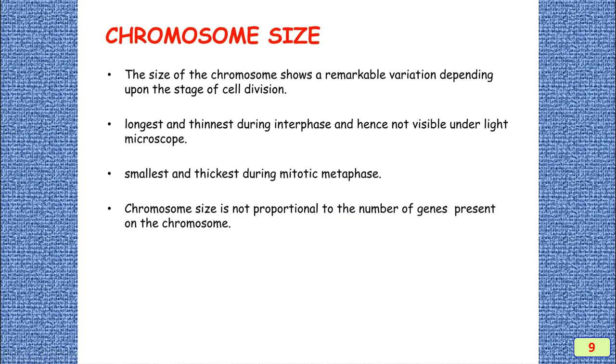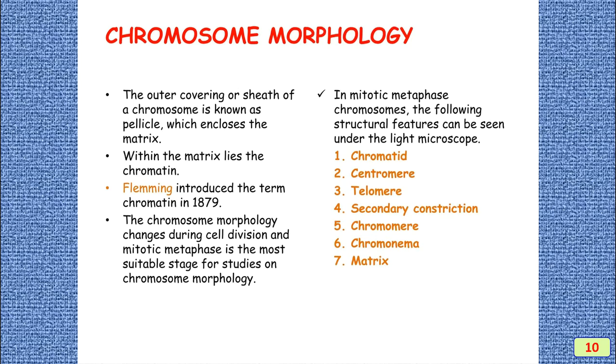So what is the size of a chromosome? It shows remarkable variation depending upon the stage of cell division. It is longest and thinnest during interphase, hence not visible under a light microscope, but smallest and thickest during the mitotic phase. Chromosome size is not proportional to the number of genes present in the chromosome.